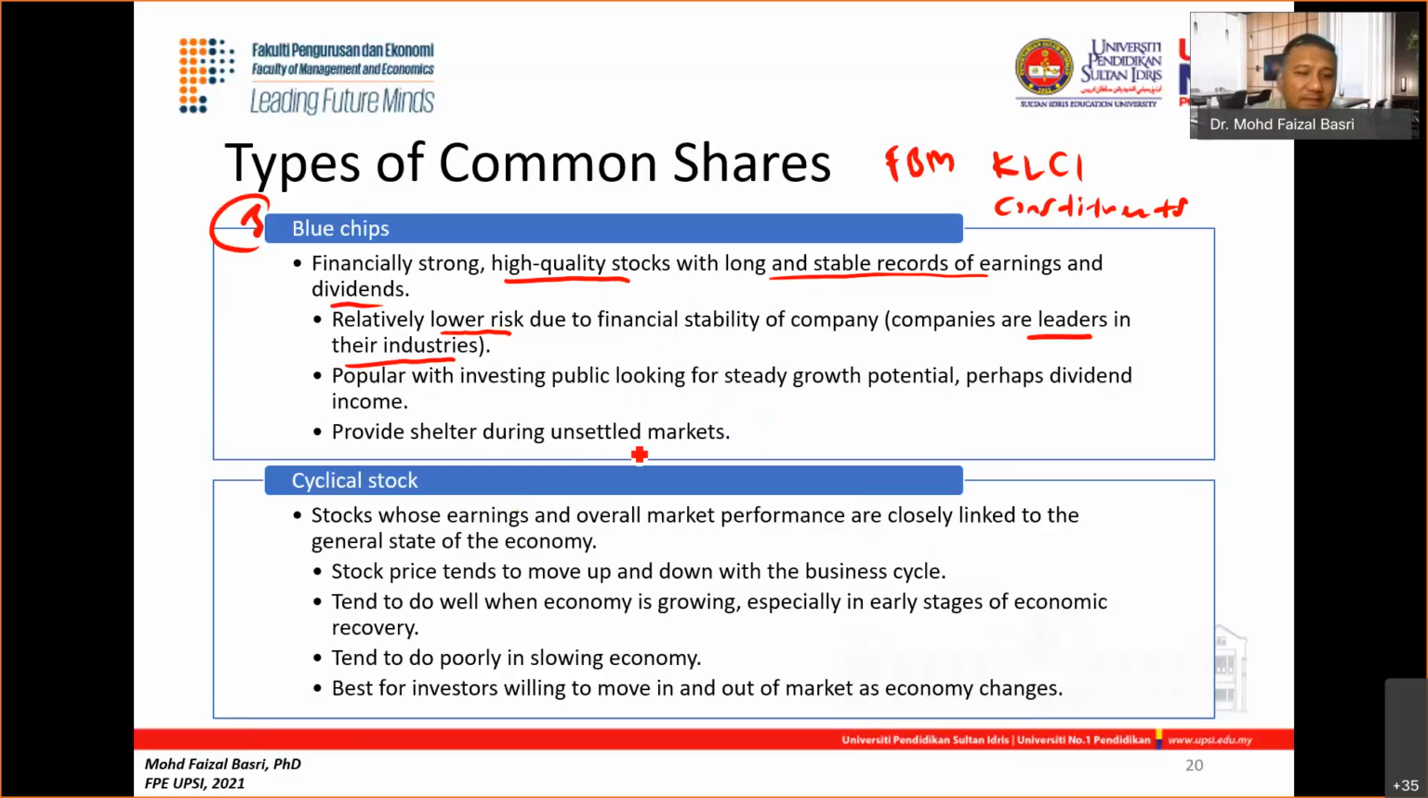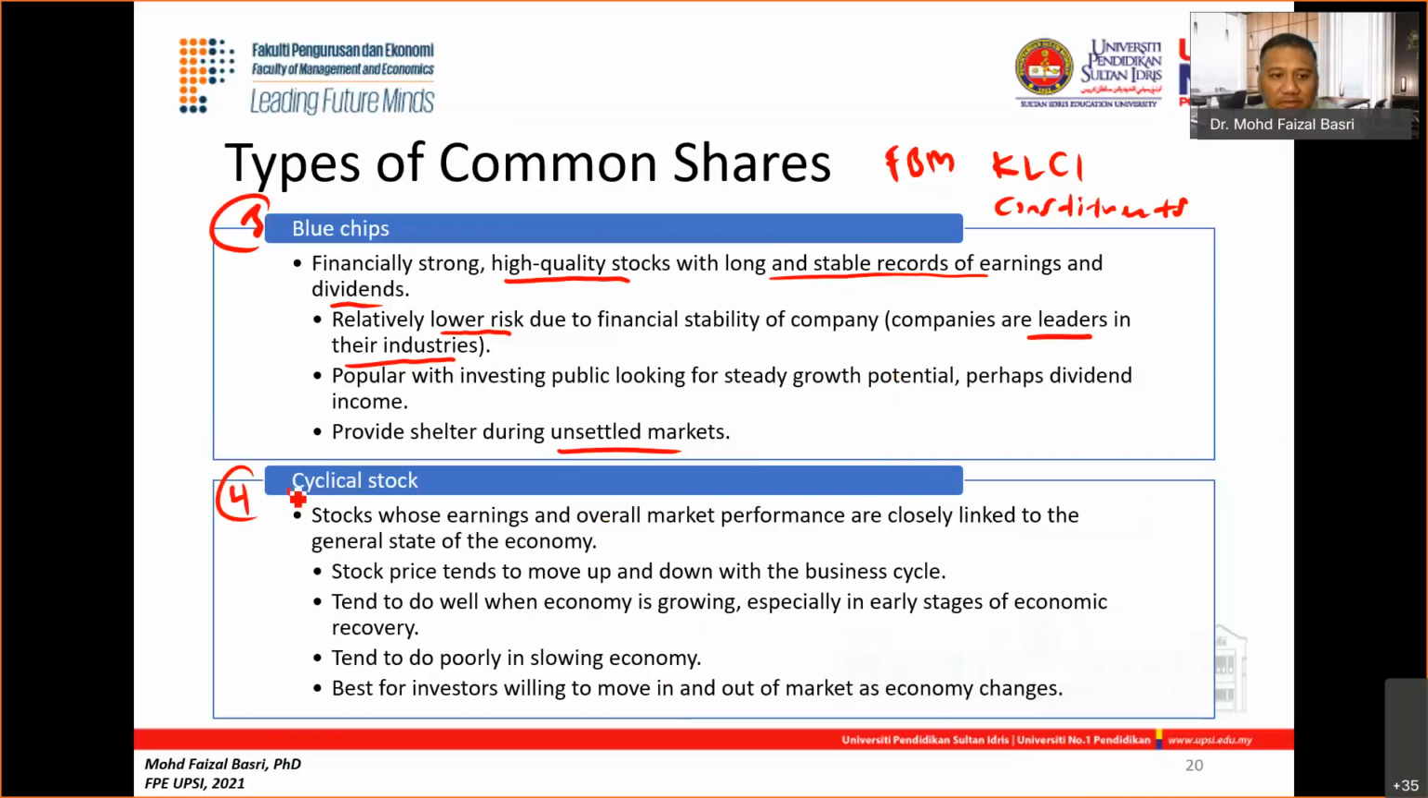Therefore, if the market is not doing very well, they will survive. Okay, they will survive. Okay, so only one downside of blue chips. Okay, the price might be expensive. The price of the stocks might be expensive if compared with other players in the same industry. So the downside, or the disadvantage, would be the price might be expensive. That's number 3.